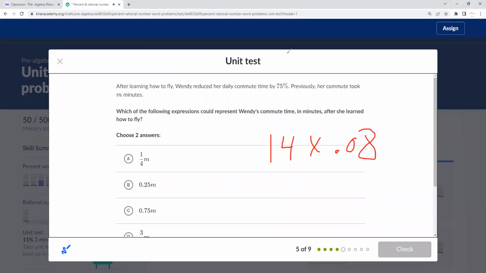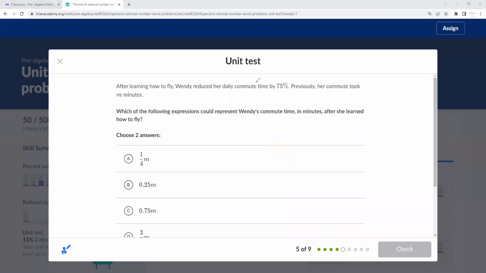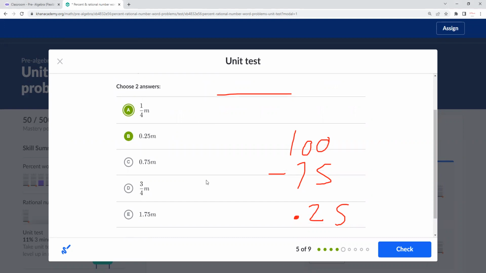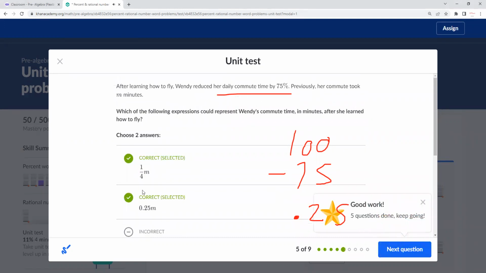After learning how to fly, Wendy reduced her daily commute by 75%. So it went from 100%, she reduced it by 75%. So now it's at 0.25. Previously her commute took M minutes. So 0.25 would be that, which is also 1/4. So it would be these two.